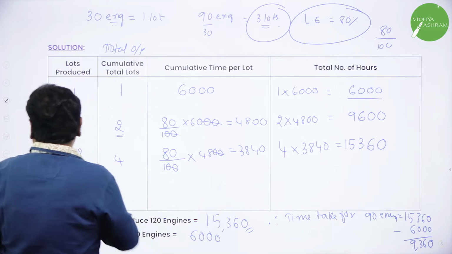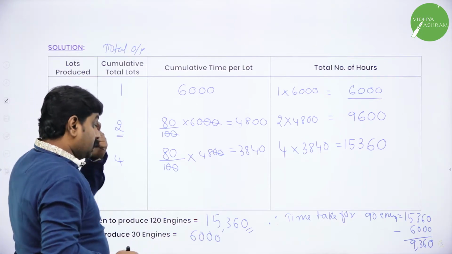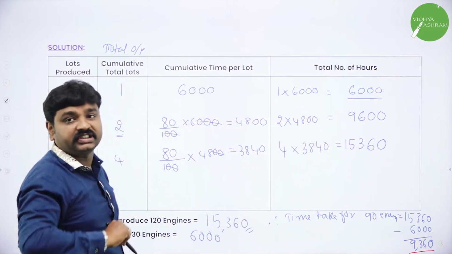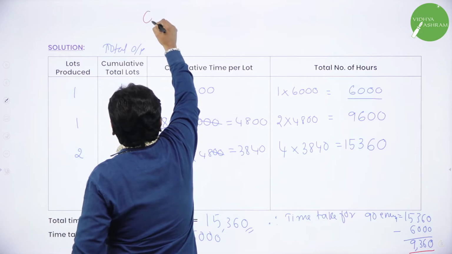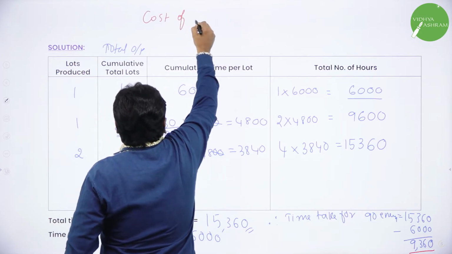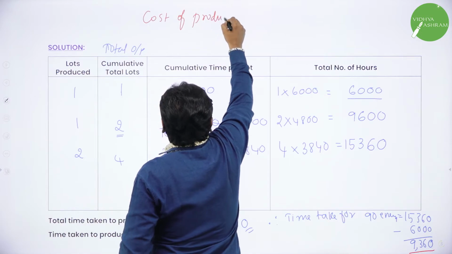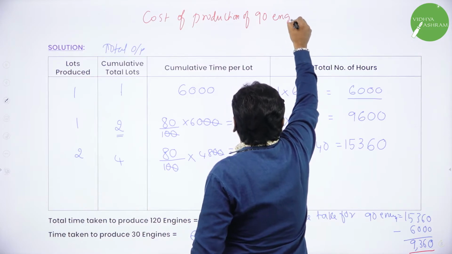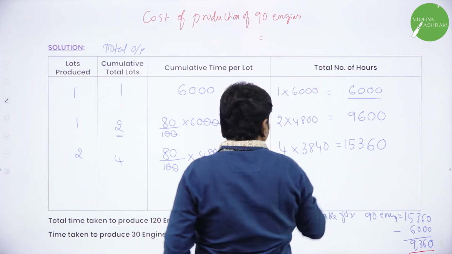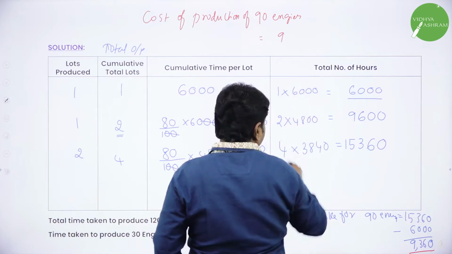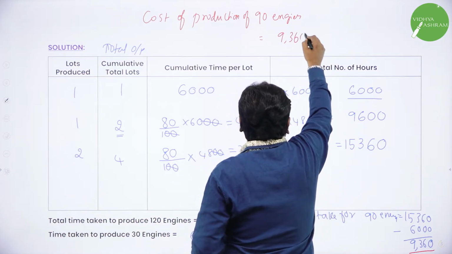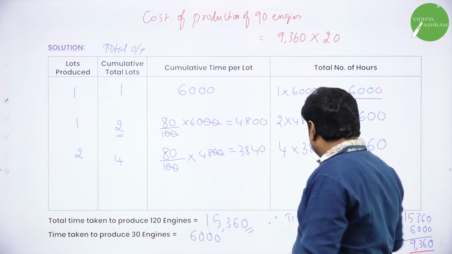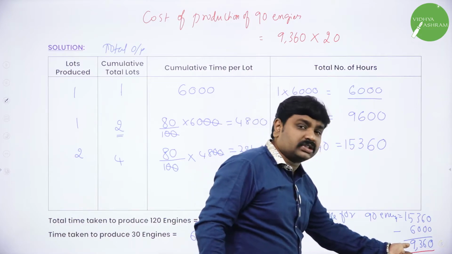So therefore, now we got time for 90 engines. Time for 90 engines is 9360 hours. So therefore, cost of production of 90 engines. What is the cost of production of 90 engines? Say total time taken into per hour cost. Total time taken is 9360 hours, into per hour they are taking 20 rupees. So 20 rupees per hour. If you want to produce 90 engines, how much time are you taking? 9360 hours you are taking.